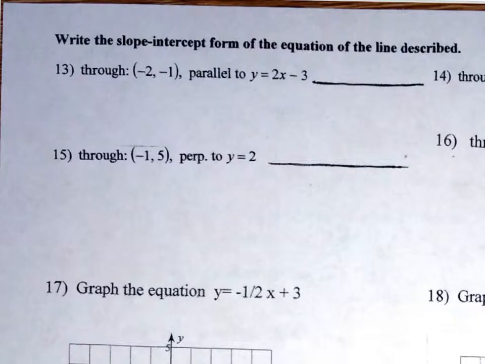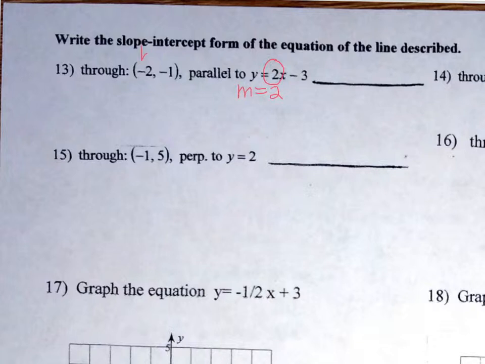Okay, so on the back side of the review, of the quiz, it says write the slope-intercept form of the equation of the line described. So for these problems, we need to find the slope of the line that we want to have parallel to. So the slope of the line, it's 2. So m is going to be 2.